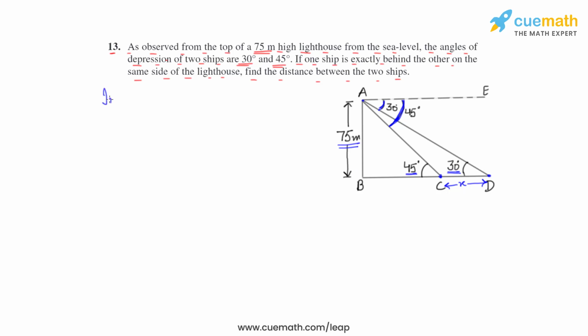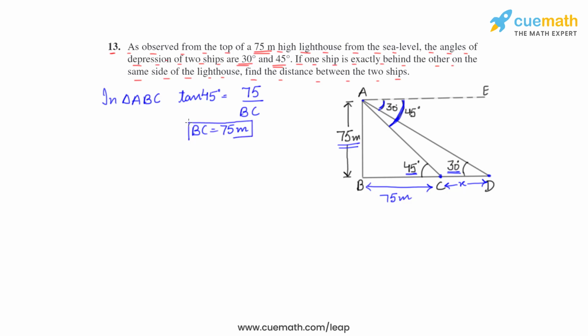In triangle ABC, perpendicular we have opposite 75 and base or adjacent we have to find. So it means tan. So tan 45 degrees is equal to, perpendicular is 75, we also call it as opposite, opposite by adjacent or base, that is BC. Tan 45 is 1. So BC is equal to 75 meters. So this we have got as 75 meters.